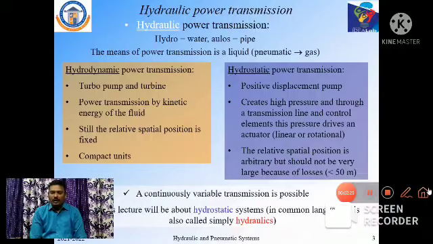In a hydrostatic power transmission system, positive displacement pumps create high pressure, and through the transmission line and control elements a pressure-driven actuator, linear or rotational, is operated. The relative spatial position is arbitrary but should not vary by large amounts because of losses, less than 50 meters. Continuously variable transmission is possible in a hydraulic system.